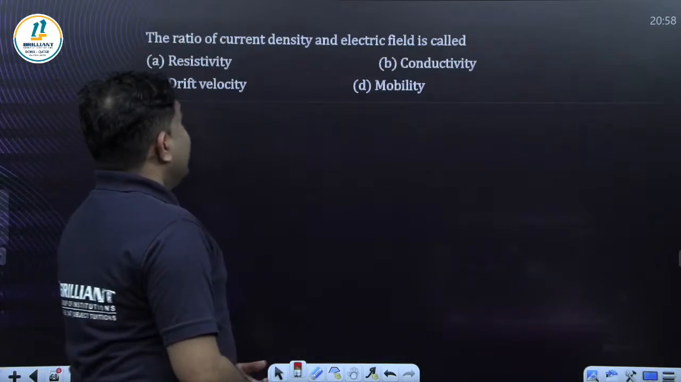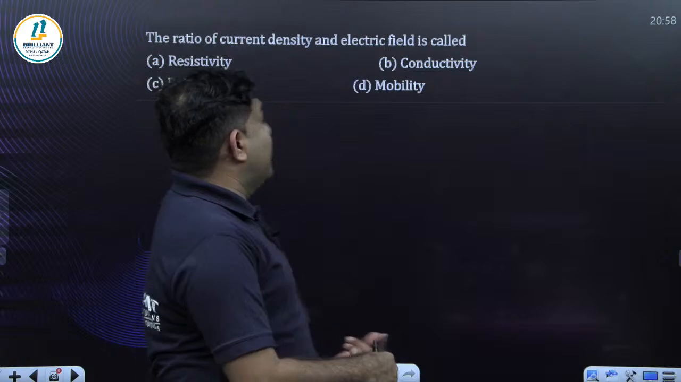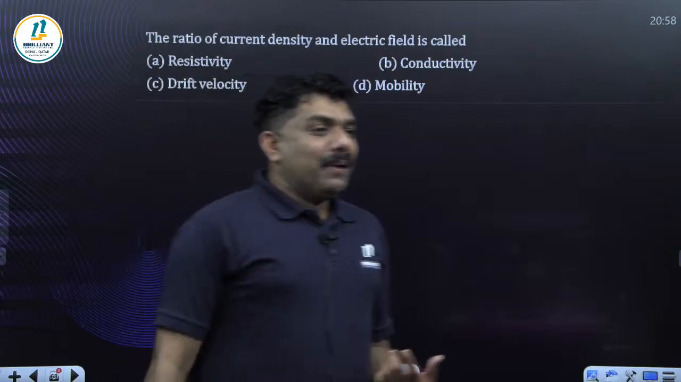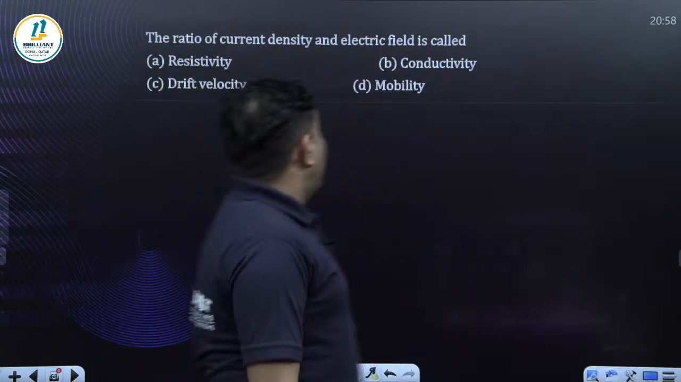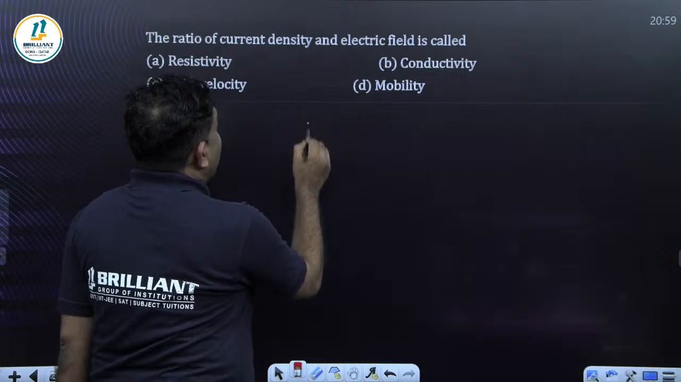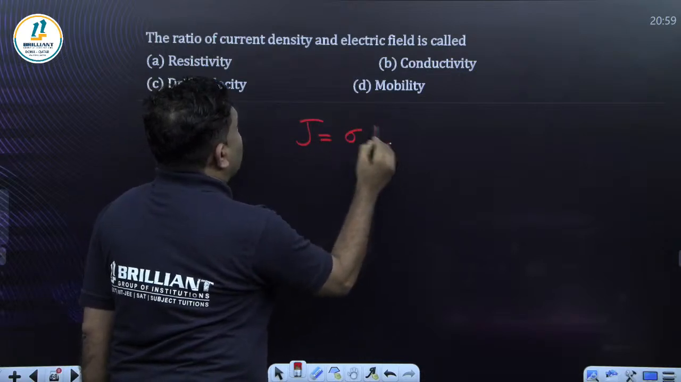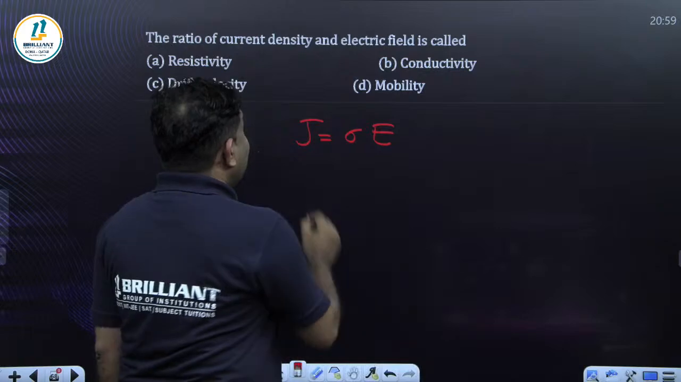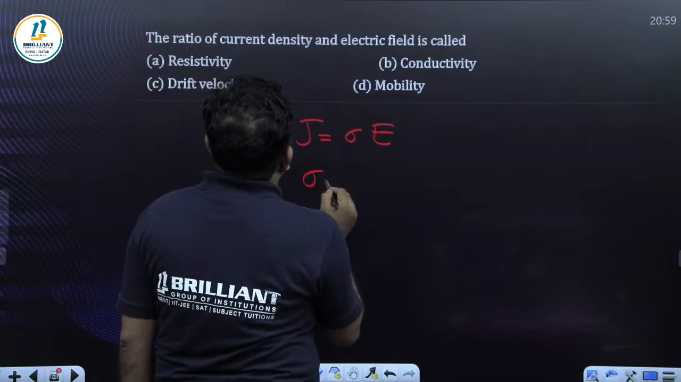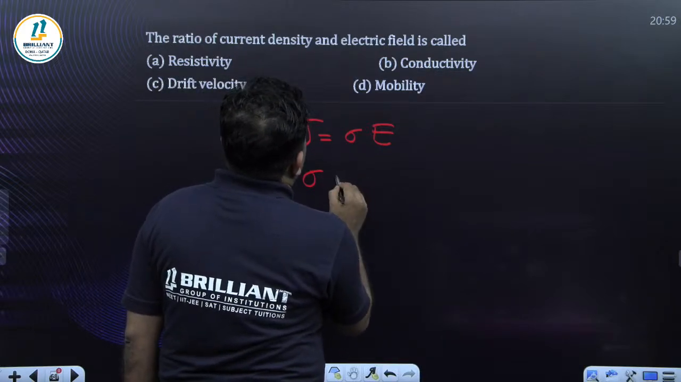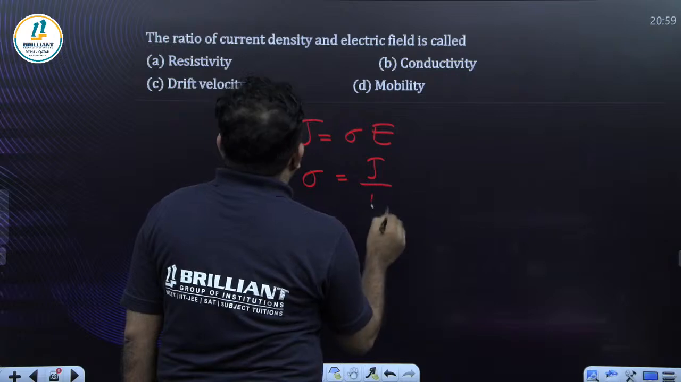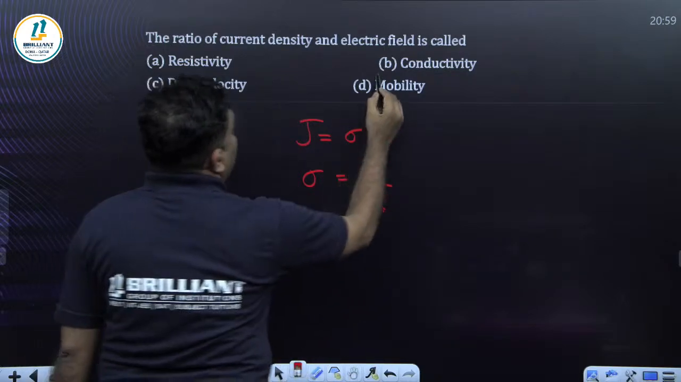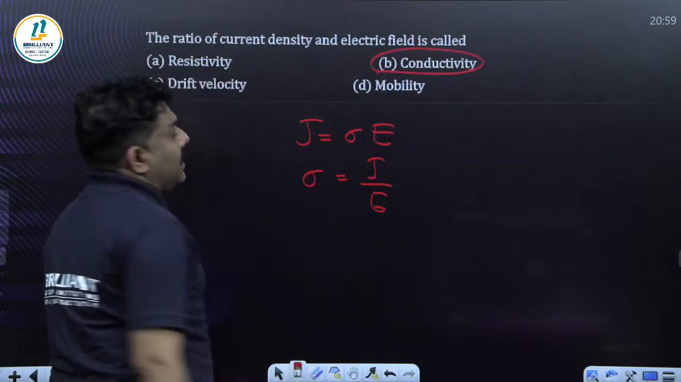Now the next one. The ratio of current density and electric field. What is the picture for current density and electric field? The formula J equal to sigma E. So we can say sigma is equal to the ratio of current density to the electric field. So J by E is equal to conductivity.